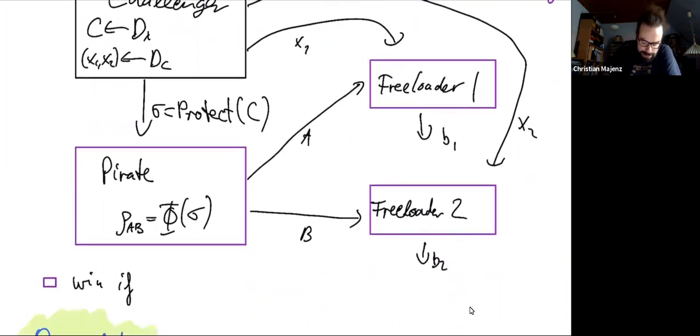In this case, they win if Bi is equal to C of Xi. So basically, they win if they both succeeded in computing the output of the circuit C on the challenge inputs.